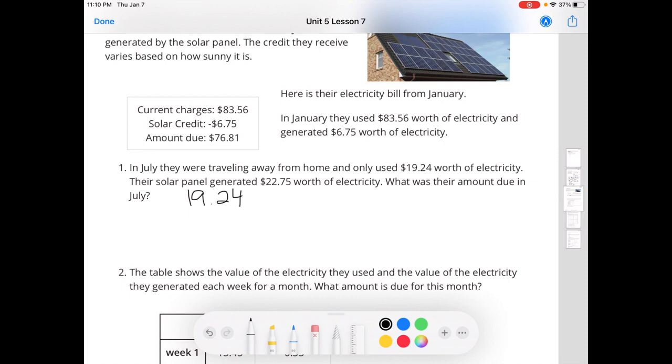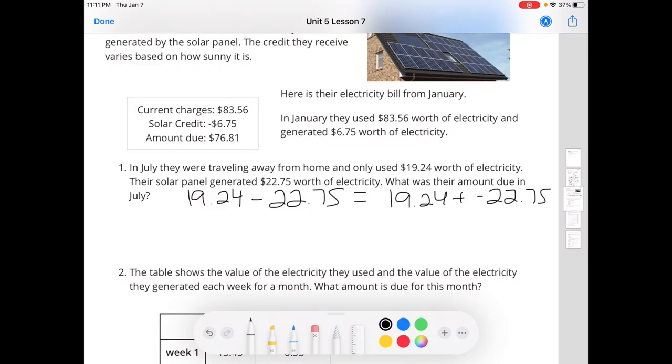$19.24. And a credit would mean it's being credited towards that amount, so that would be a subtraction. So we get a $22.75 credit, which it's better to write as addition. So $19.24 plus -$22.75.